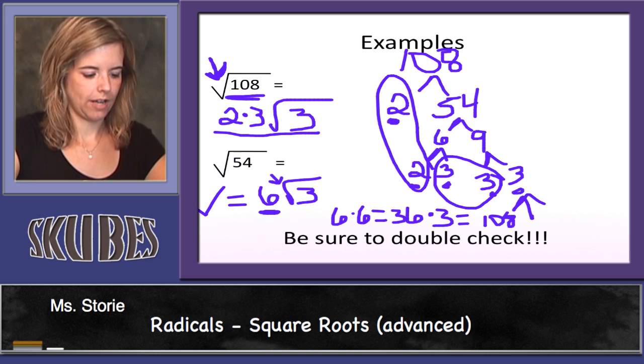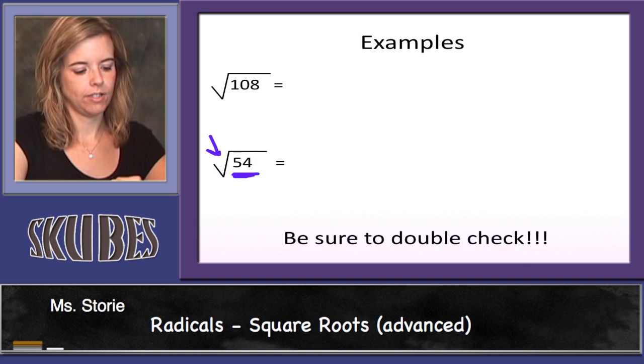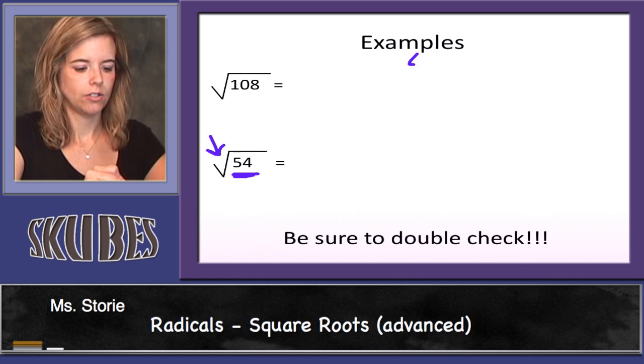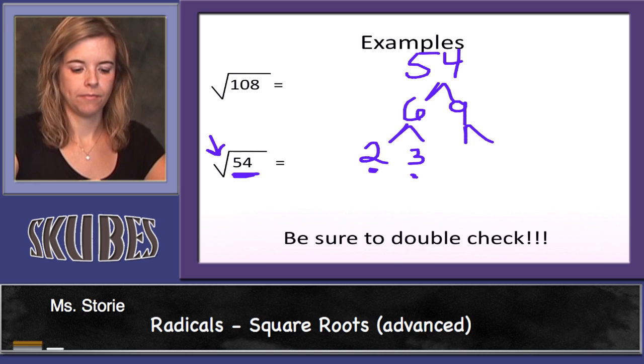So let's try the second one now. We're going to take 54, and again, because we have an index of 2, we're looking for pairs. So let's prime factor. 54 broken down is 6 times 9. Neither one of them are primes, so we've got to keep going. 2 times 3, now we hit primes. And 3 times 3, so we have primes.